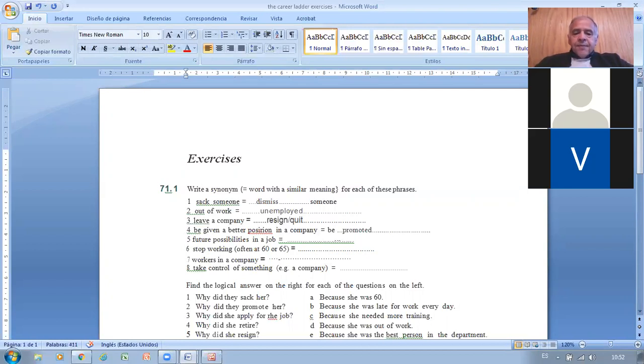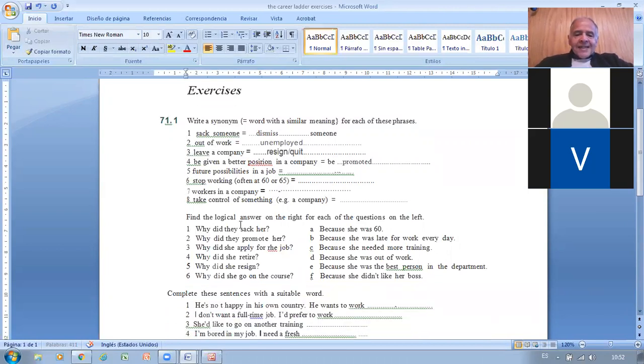Workers in a company. Employees. Take control of something, for example, a company. In charge of. Yeah, to be in charge of, or to take over. To take over. Okay, and then in here you have to match.